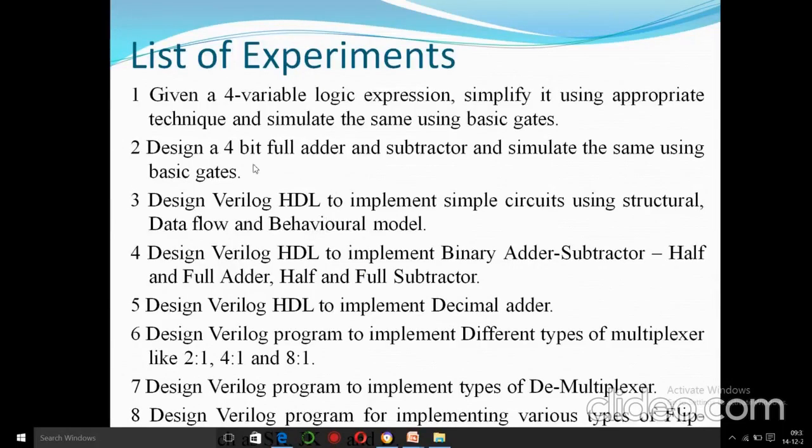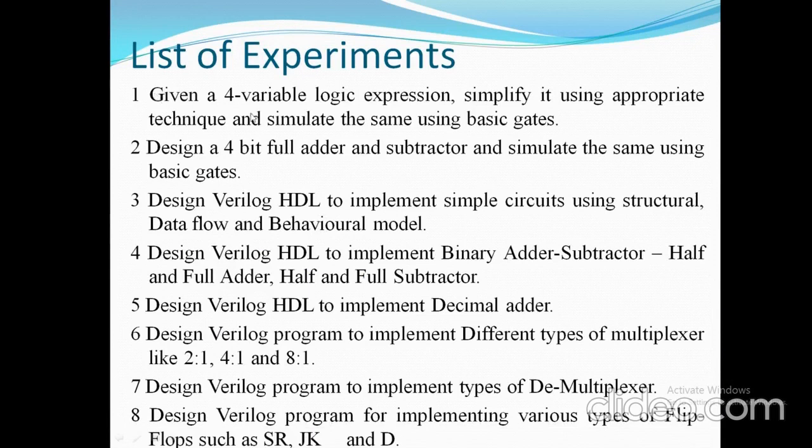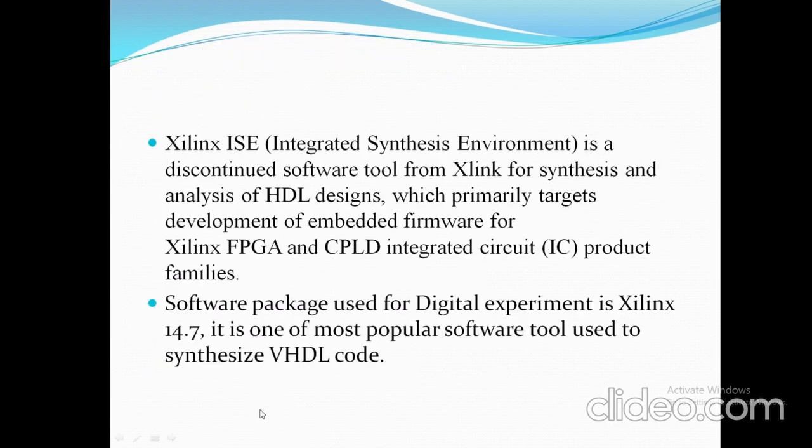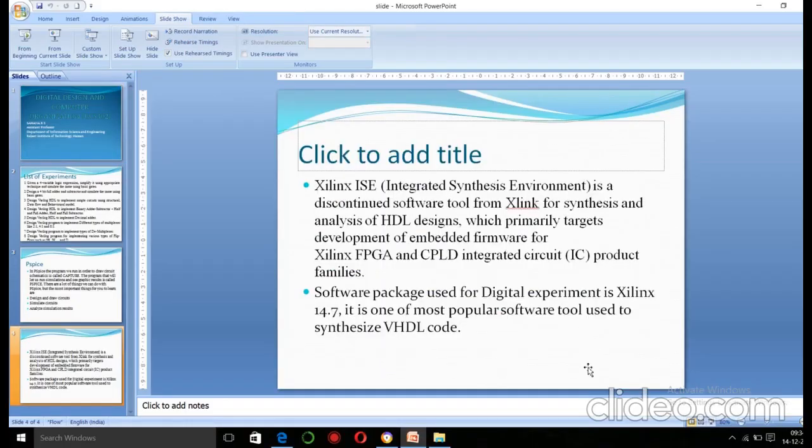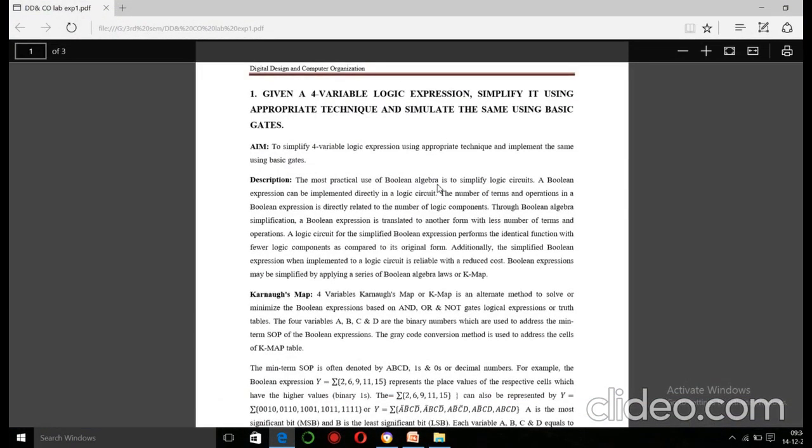We shall discuss the first experiment: given a 4-variable logic expression, simplify it using an appropriate technique and simulate the same using basic gates. We need to consider an expression of 4 variables, use a K-map or algebraic manipulation to reduce the given equation, then implement this using basic gates and simulate it using BCS302. So let us see the first experiment.